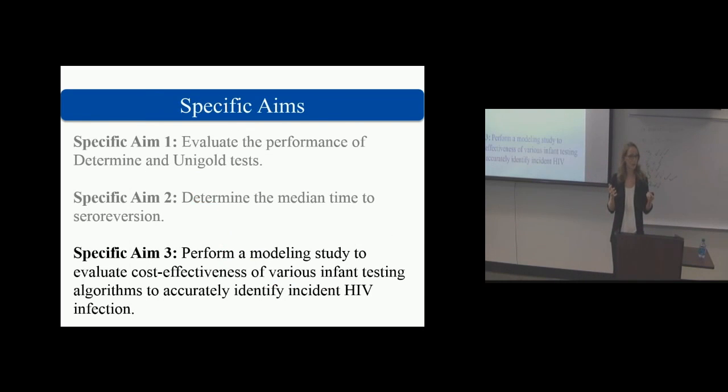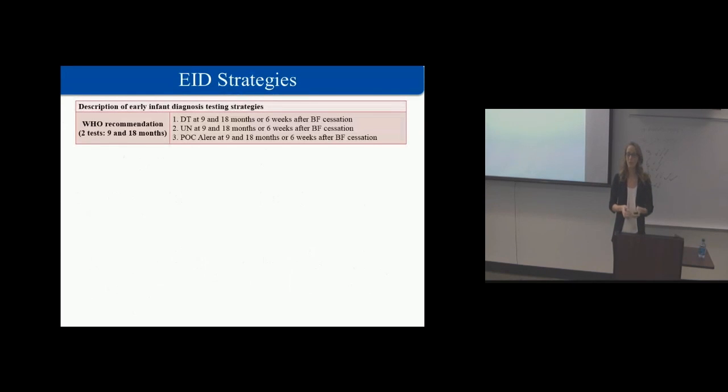And then the third, which is really the meat of this study, is this cost effectiveness research. Now, we evaluated a lot of strategies. We first started with what is the current standard of care. This is what I've been harping on, 2 testing time points at 9 and 18 months that the WHO recommended. It's what's currently done. We did a head-to-head comparison of 3 point-of-care tests. The DT is determined, the UN is unigold, that's what we studied. And then we also added this point-of-care Alere test. It is a brand new test that has been studied within the past year and a half, so we didn't have it at our disposal.